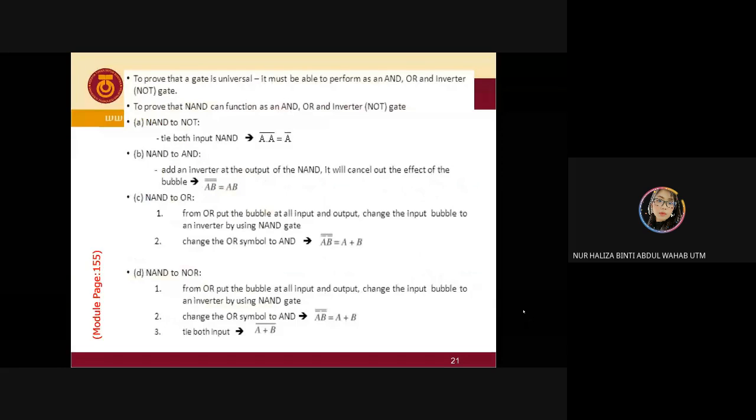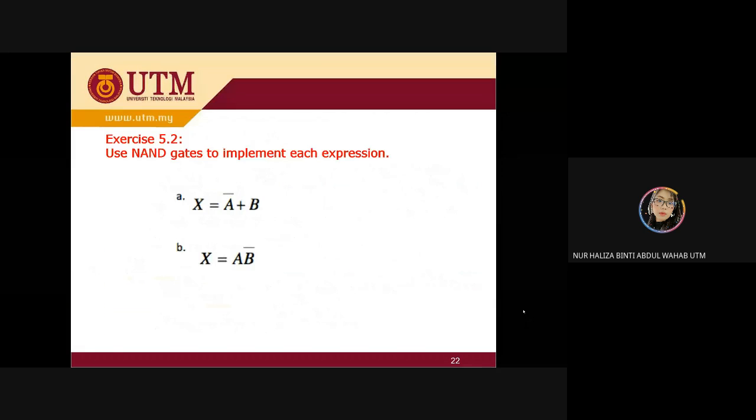Okay, now you can see that is in terms of the circuit. You can try to play around with the expression. Let's say you have here, this is an OR gate. So it asks you to draw using the NAND gate only.